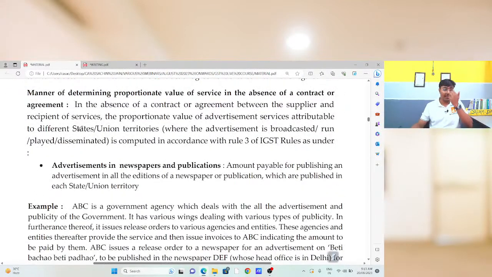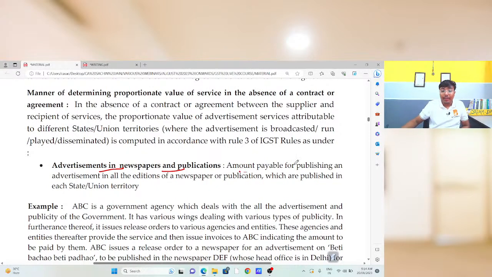So the first situation is advertisement in newspaper and publication. Suppose someone is going to provide services to the central government, state government, local authority, union territory regarding publication in the newspaper and various publications. In that case, what will be the place of supply?